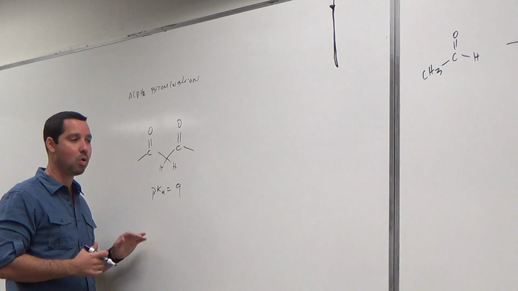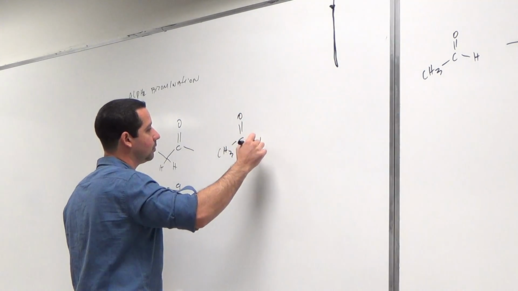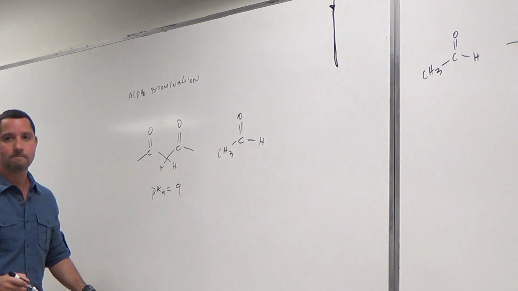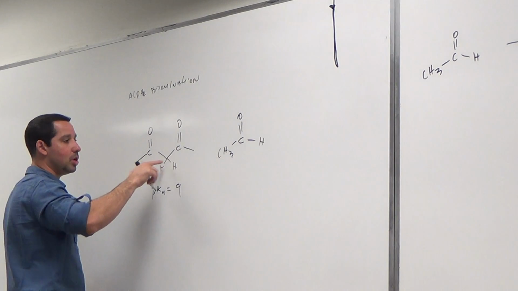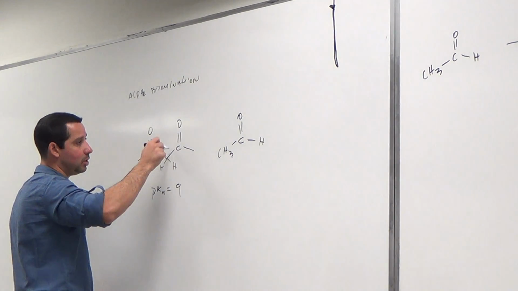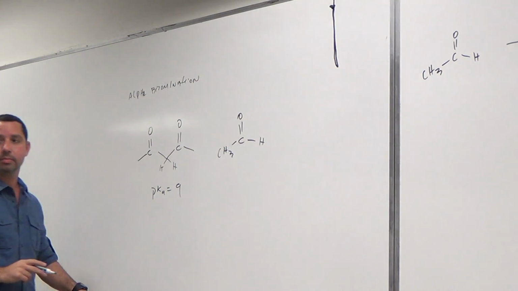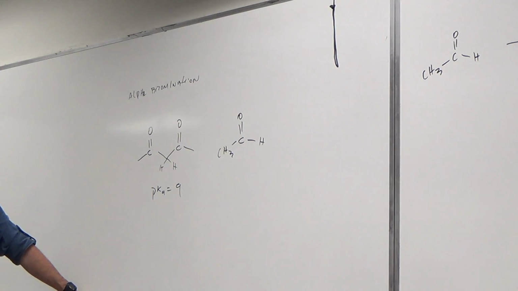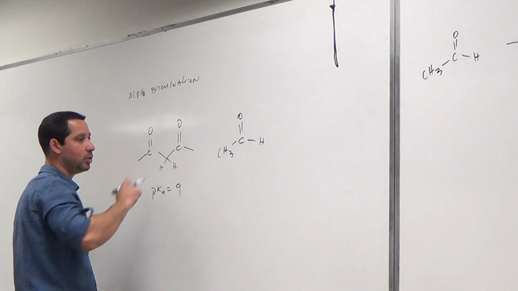Why is this more acidic than that? Because you got two carbonyl groups. Because by resonance, I can put that negative charge here, or I can put it here. It is more resonance stabilized than this one. This one has only one oxygen, while this one has two.